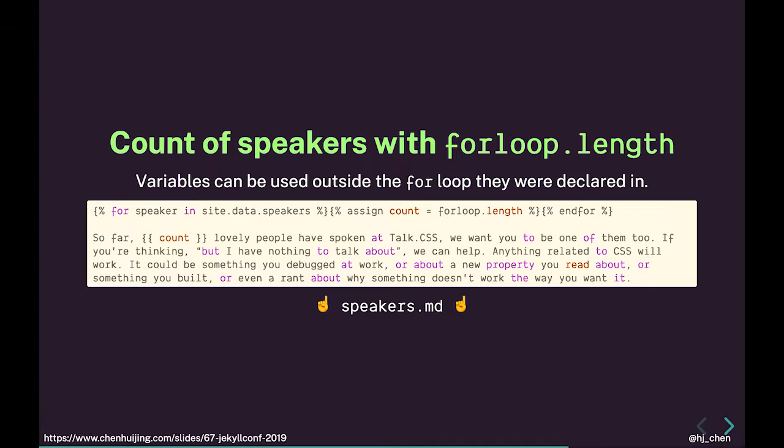One of the objects that I find pretty useful is the forloop object. It contains the attributes of its parent for loop. This information is pretty useful, because it allowed me to have a dynamically updated speaker count as part of the copy for my speakers page. Every time I added a new speaker to the file, the number in the double brackets count would update itself. So I didn't have to come back and change the copy on this page every time I added a new speaker. Because let's be honest, we're going to forget at some point.